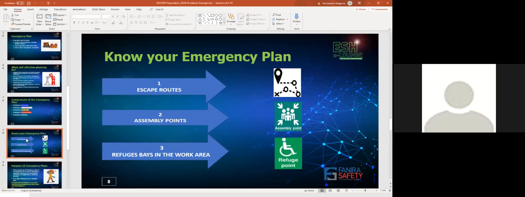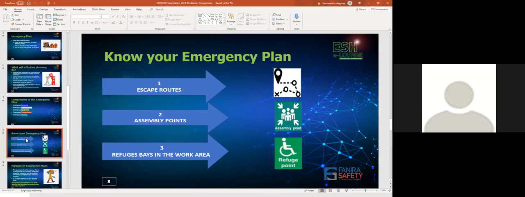Let's always note that our emergency plan is not only on the notice boards. People should be communicated to during the inductions. When people are being inducted, let's ensure our safety practitioners, whoever will be taking the induction processes, always communicate these things so that people are aware of our emergency plan.